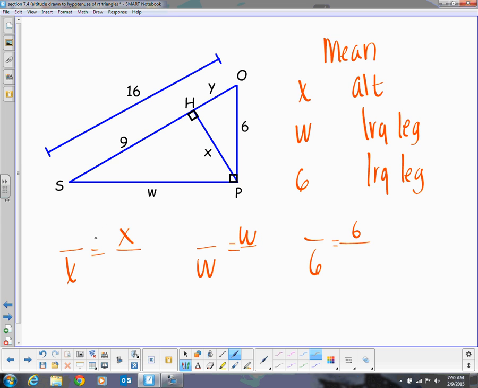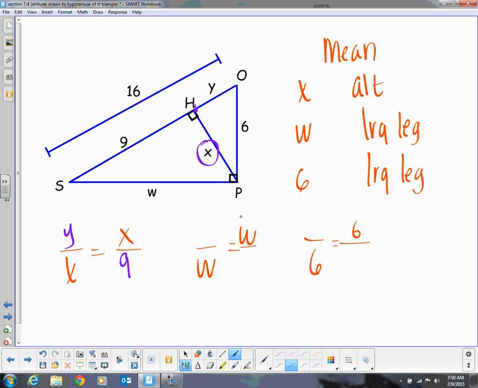All right. On the altitude, Eric, what are the other pieces? The altitude is the geometric mean between what? The pieces of the hypotenuse. Y and 9. Y and 9, all right?